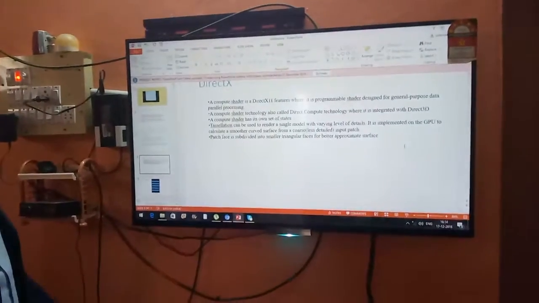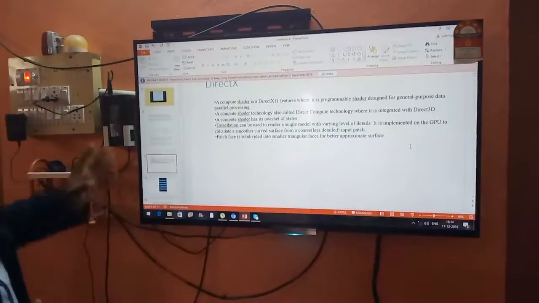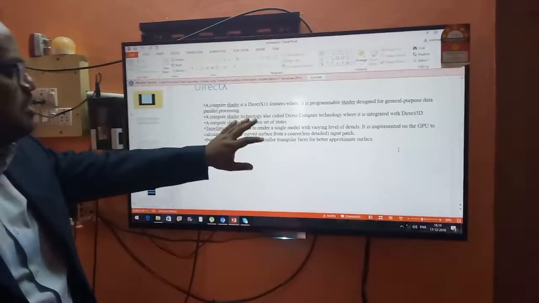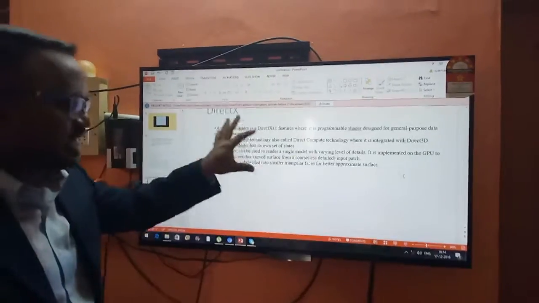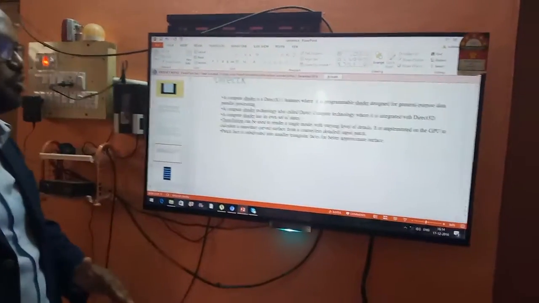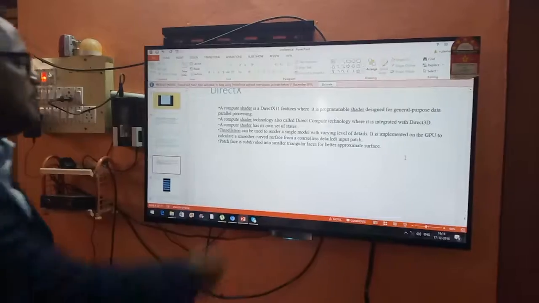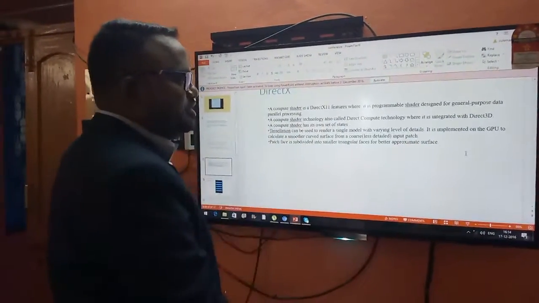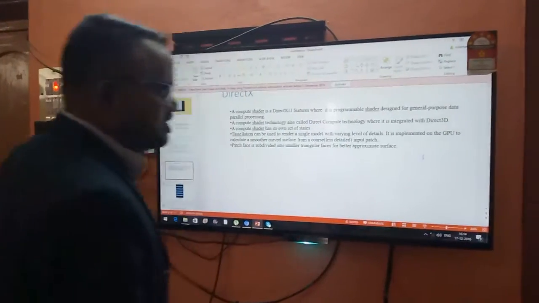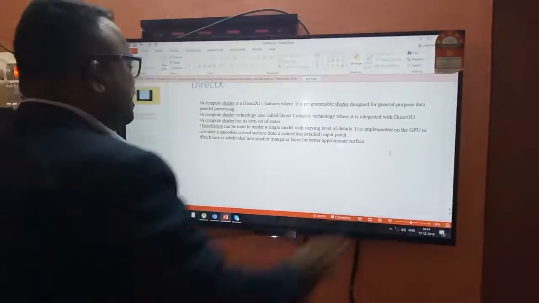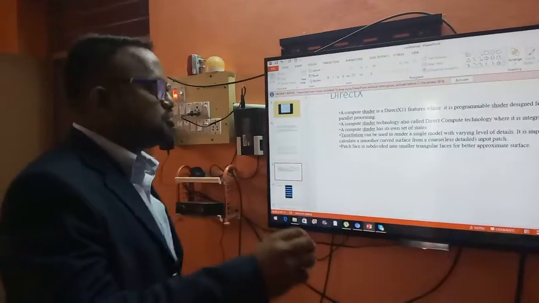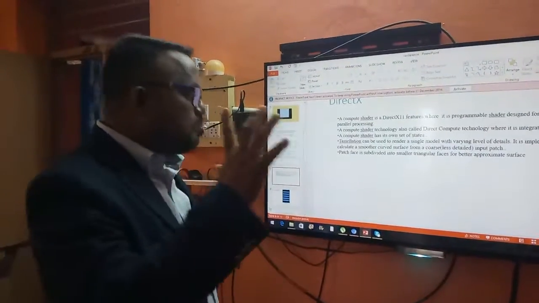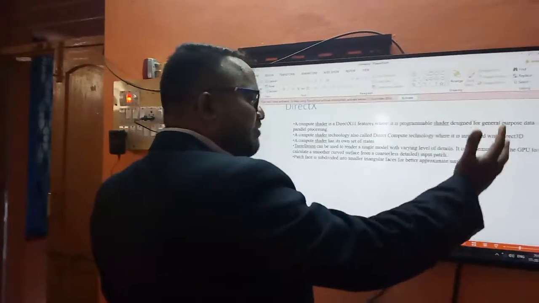and graphics media accelerator. DirectX has a future. We designed DirectX 11, which contains the features of DirectX. But what we are doing is reducing the shading computation by using direct compute technology, which is integrated with 3D. Here we are using one technology, that is tessellation, which can be used to render a single model with various levels of detail.